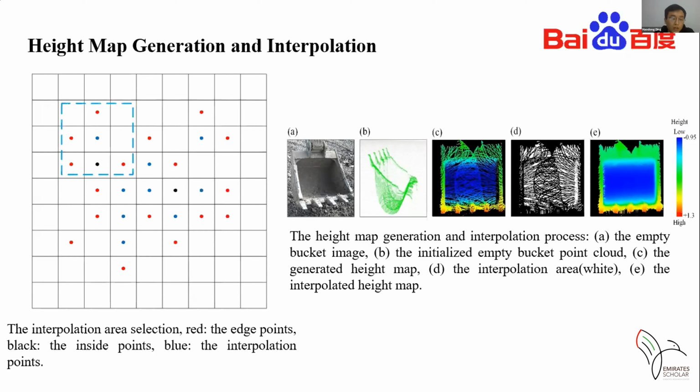The interpolating points are marked as blue points in the left figure, and the selected interpolation area of the model height map is shown in the left figure D. As the interpolating points are determined, we interpolate them with the mean height of the weighted points in their adjacent region. The interpolated model height map is shown in the right figure E.